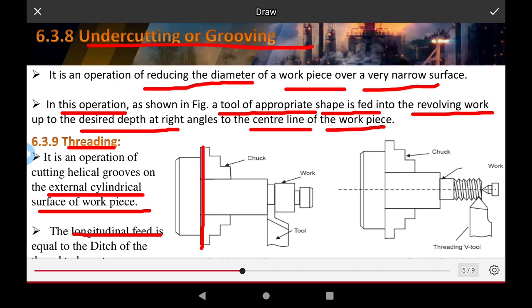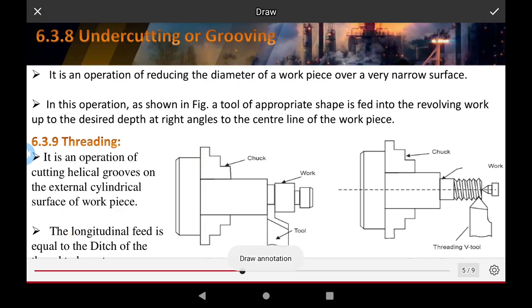This is the machine chuck, holding the workpiece. This is the tool of the machine. In this part the workpiece diameter is large, and here the workpiece is of small diameter.